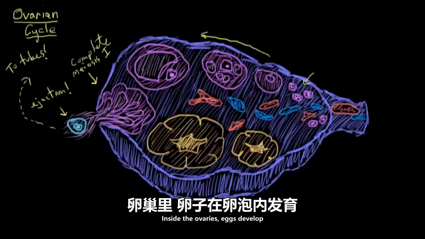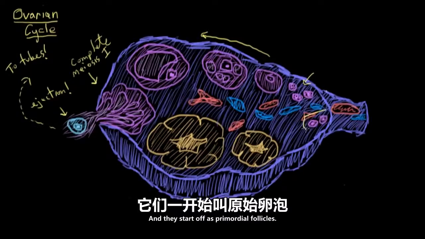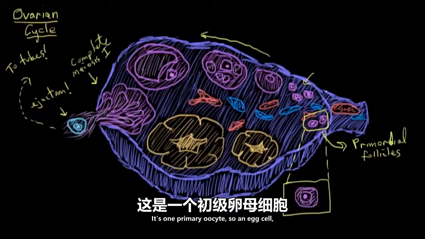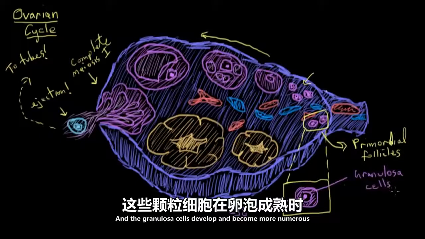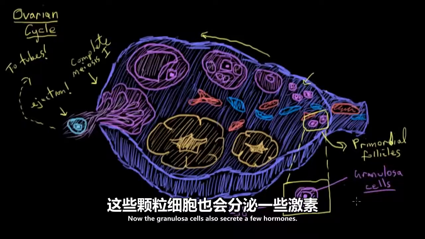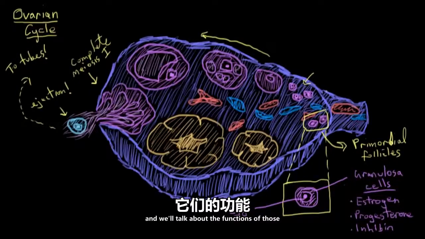Inside the ovaries, eggs develop in structures called follicles, these purple circles here. And they start off as primordial follicles. And so what a follicle is, I'll just blow that up for you. It's one primary oocyte, so an egg cell, surrounded by a layer of cells called granulosa cells. And the granulosa cells develop and become more numerous as the follicle matures. Now the granulosa cells also secrete a few hormones: estrogen, a little progesterone, and some inhibin. And we'll talk about the functions of those a little bit later on.